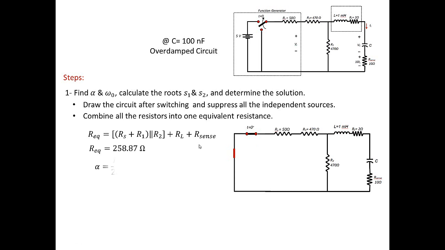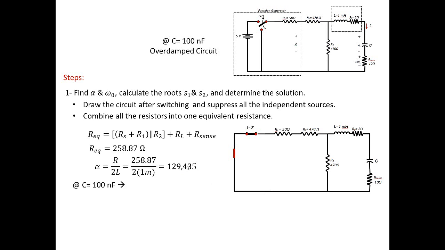So we were able to find R equivalent. Now we can solve for alpha. For series resistance, alpha will be R over 2L. When you plug in the values for R equivalent and 2 times 1 millihenry, that's the value for the inductor, we have alpha to be 129,435. The unit here is per second, 1 over second. So it's a large number, but that's okay. It's basically a very fast circuit. It changes with time fast.